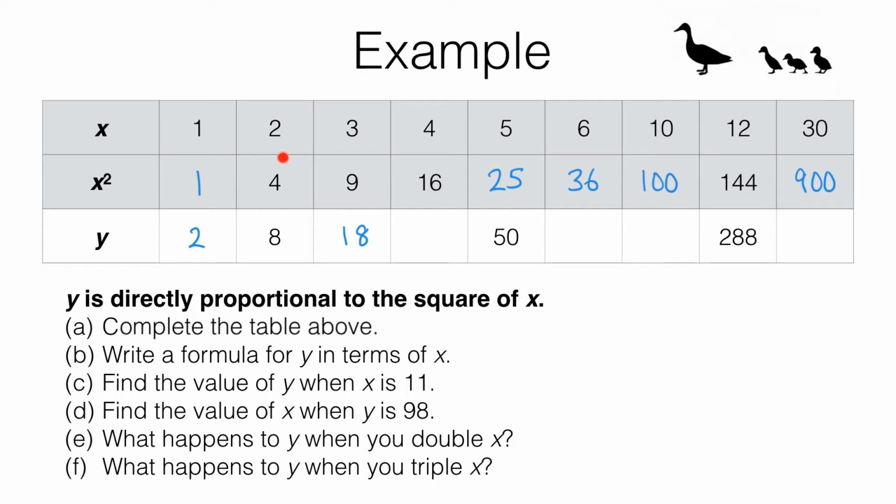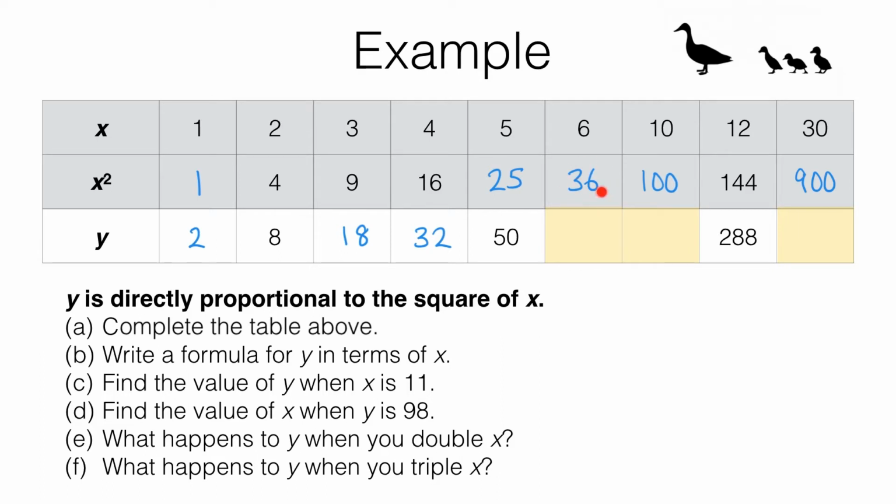Similarly, to go from 1 to 16, we're multiplying by a scale factor of 16, so we need to multiply 2 by 16 to get this number here. 2 times 16 is 32. Pause the video and see if you can find the missing numbers here.